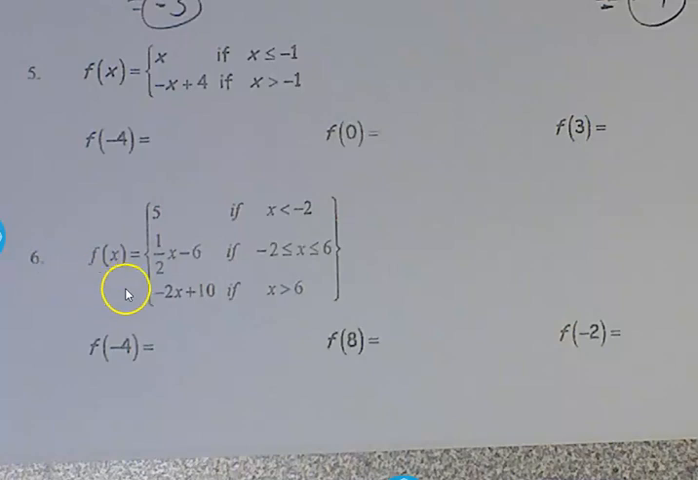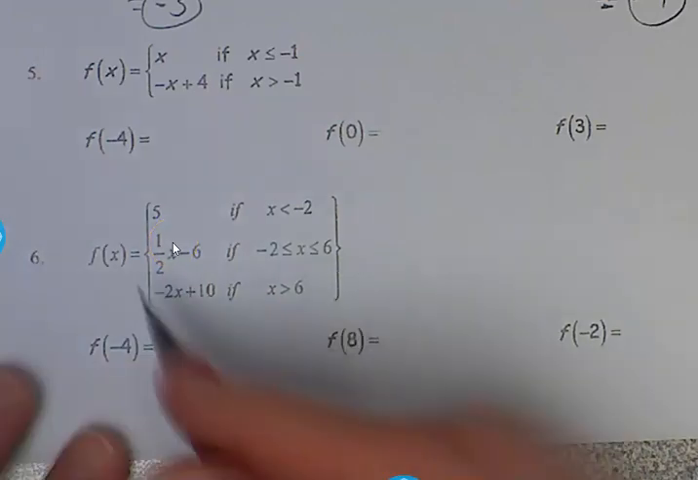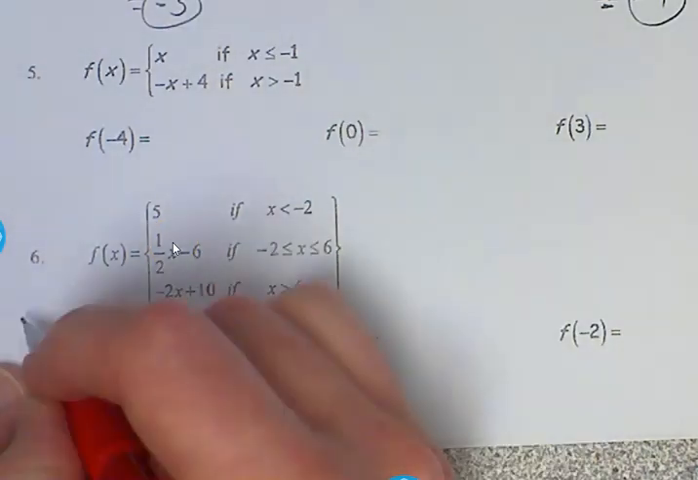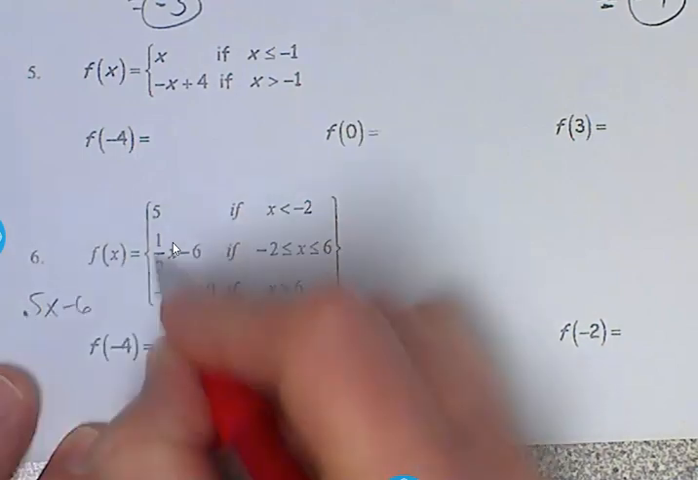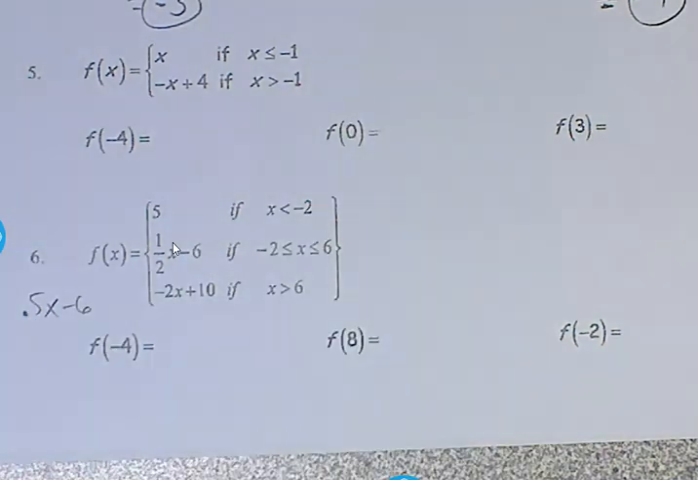And if you got this one where you're working with the half, on a calculator, if you don't like the 1/2 that's here, remember, you can change that to 0.5. So if you want to use your calculator, you can use that as 0.5x minus 6. If you've got a half, you can use that 0.5 in place of it.